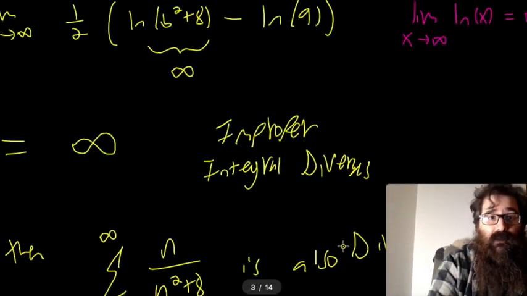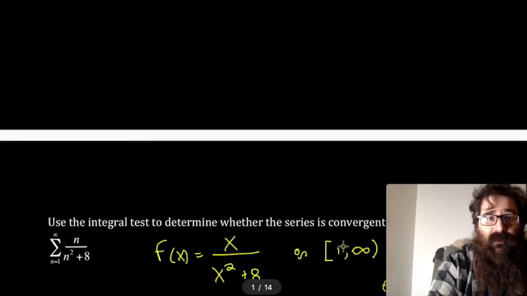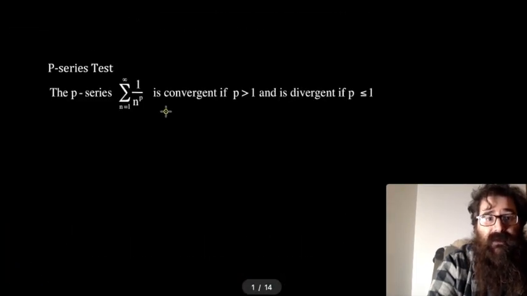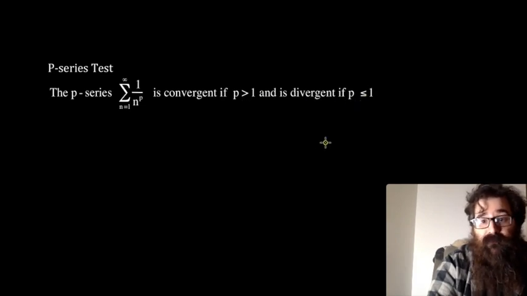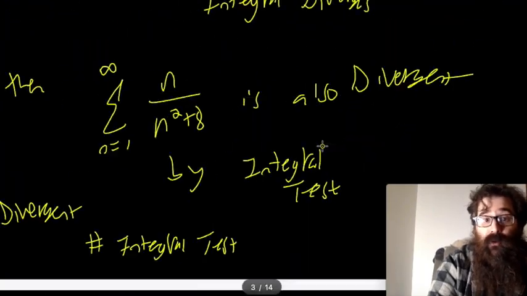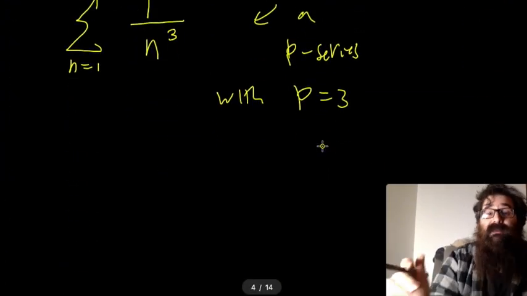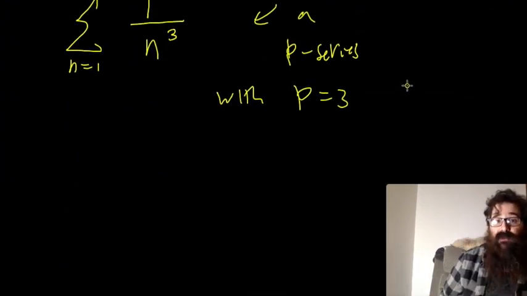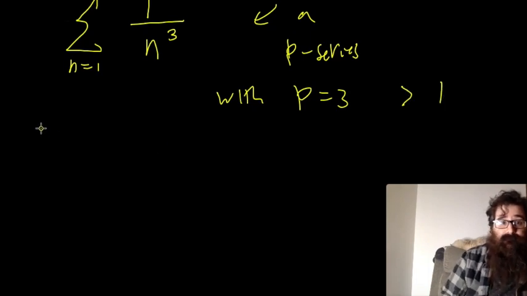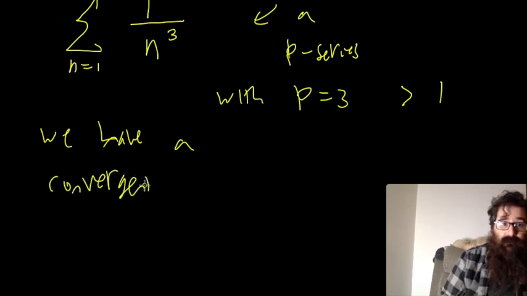So I can flip back up to it and go past the work that we've done. It says this p-series is convergent if p is greater than 1 and is divergent if p is equal to 1 or if p is smaller than 1 for that 1 over n to the p. Since p is equal to 3, which is greater than 1, we have a convergent p-series.